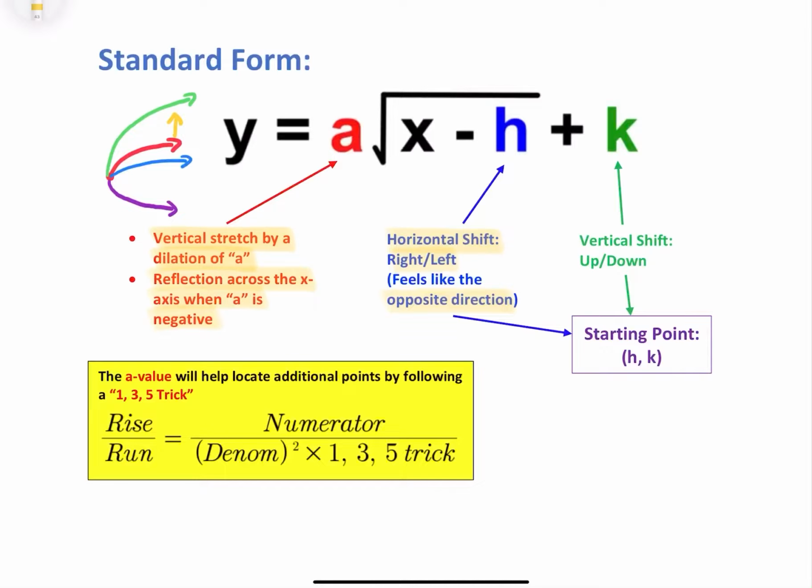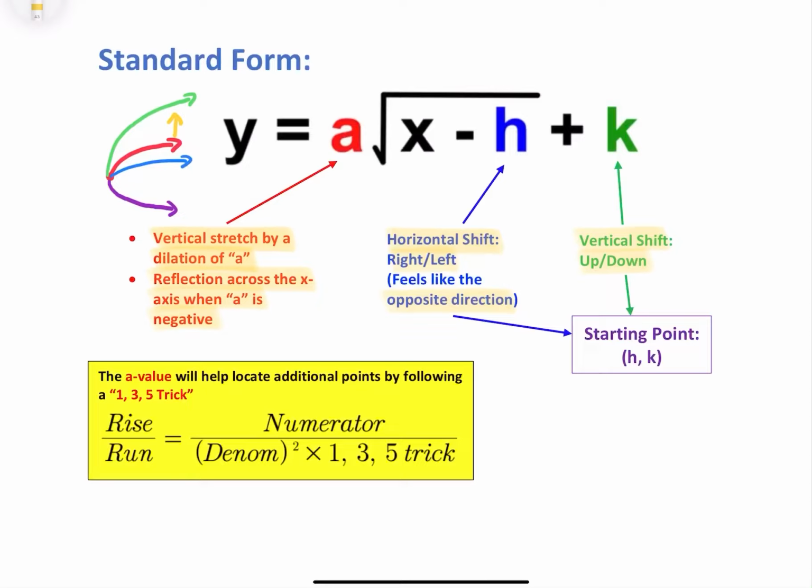So if it says x minus 2, well, that means we're going to go to the right 2. And if it says x plus 2, we're actually going to the left 2, because the h value is going to be the opposite of what it says in that equation. The k value is going to be our vertical shift, which means that we're going to shift our graph up and down from that parent function, and we're going to see that parent function later on.